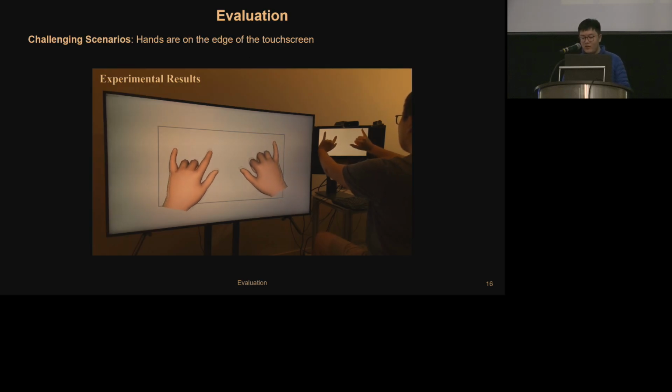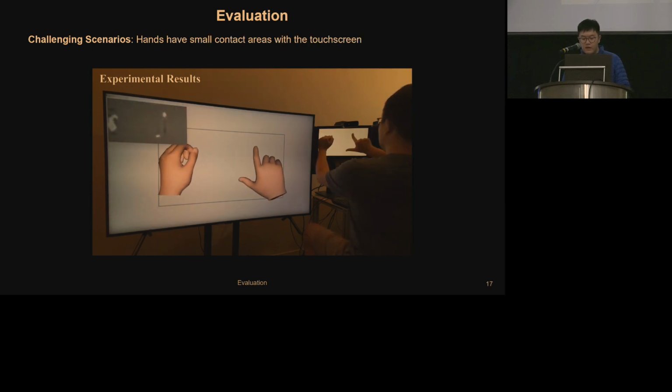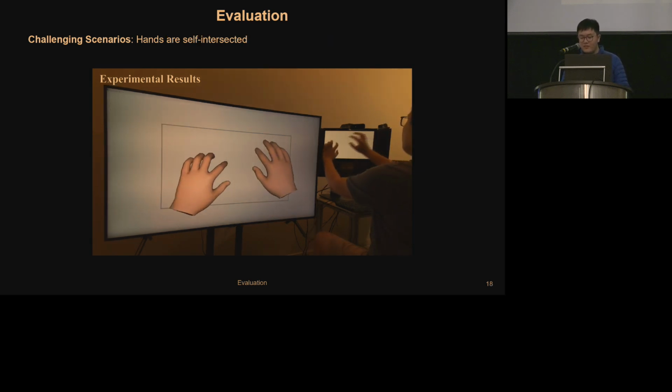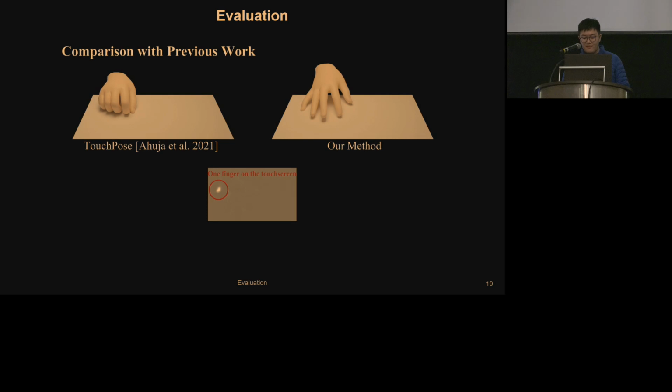In some challenging scenarios, our method can handle situations where hands are located on the edge of the touchscreen. Our method can predict accurate results even when the contact area between hands and the touchscreen is small. Our method is robust to situations where hands are close to each other.